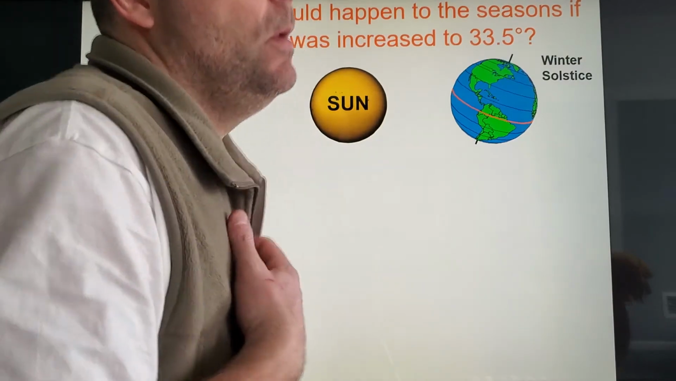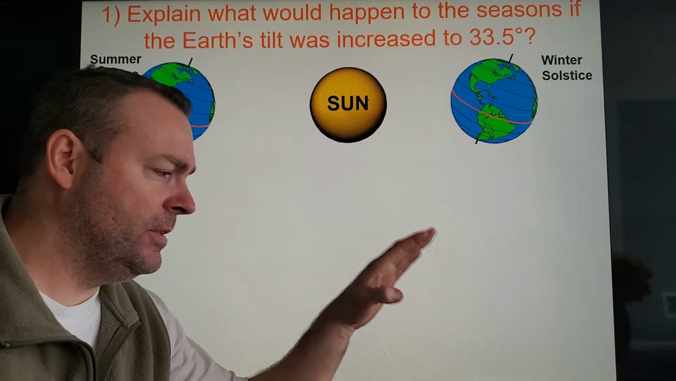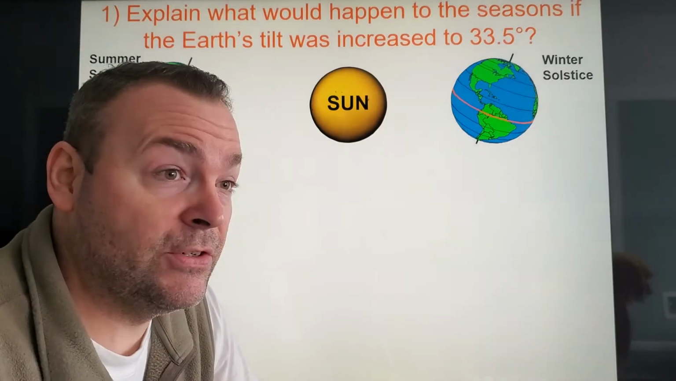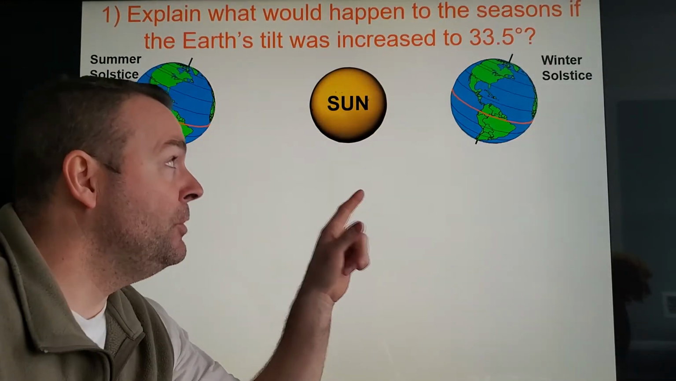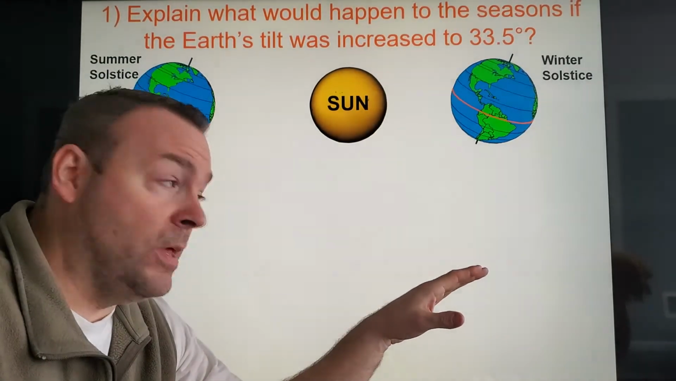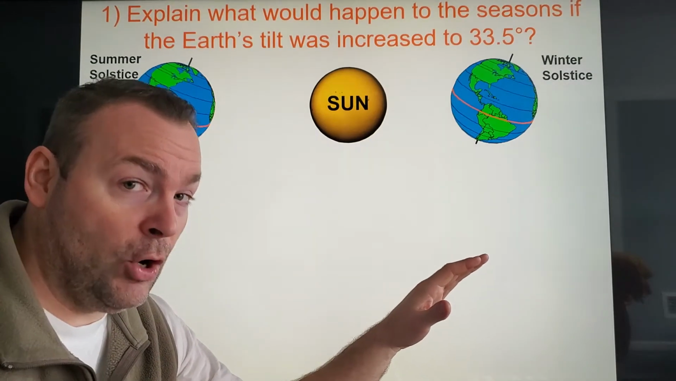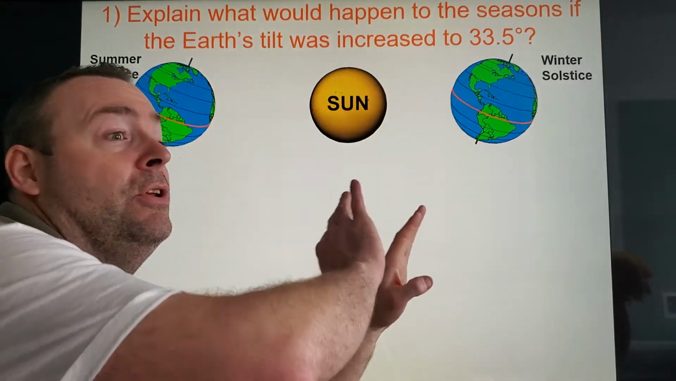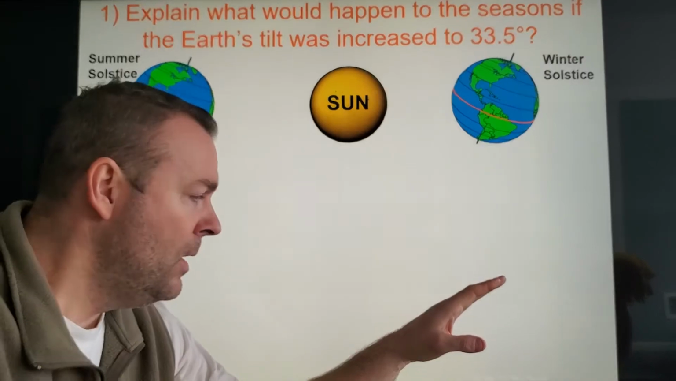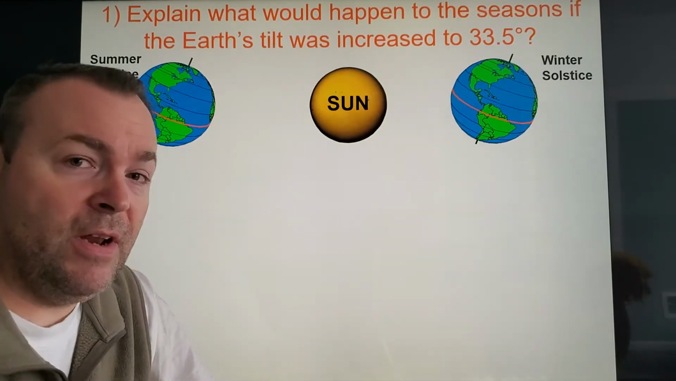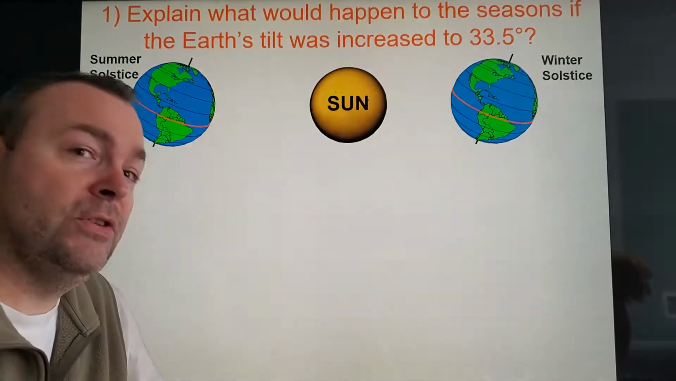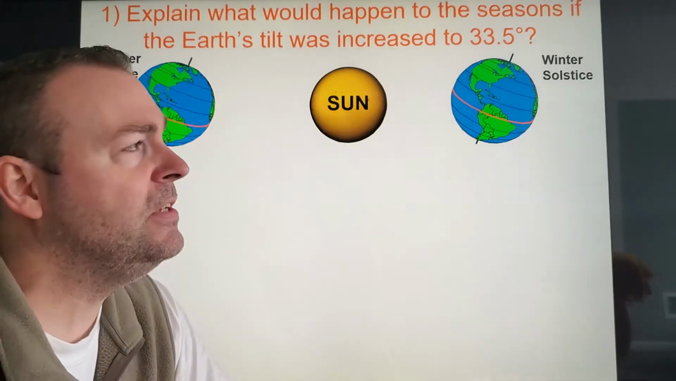Well, it turns out the more extreme your tilt is, the more extreme the seasons are going to be. So let's say we do go to a 33.5. Well, that means our winters are going to get a heck of a lot colder now because in the winter we're tilted more away from the sun. But in the summer, we're going to get even hotter because now we're tilted more towards the sun, right? It would be more extreme seasons.